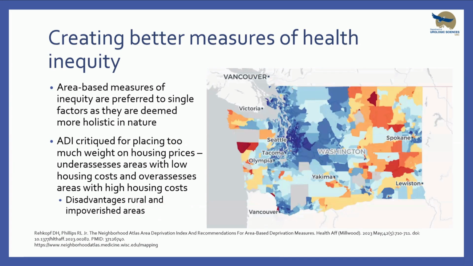And then in terms of research, we should also talk about creating better measures of health inequity. We've gone over a few today, and we've discussed how area-based measures of inequity are preferred to single factors because they're more holistic and they take multiple things into account. I've mentioned multiple times the ADI, the Area Deprivation Index, which is a US measure, but it's not perfect. It's been critiqued for placing too much weight on housing prices. It underassesses areas with low housing costs and overassesses areas with high housing costs and disadvantages rural and impoverished areas.